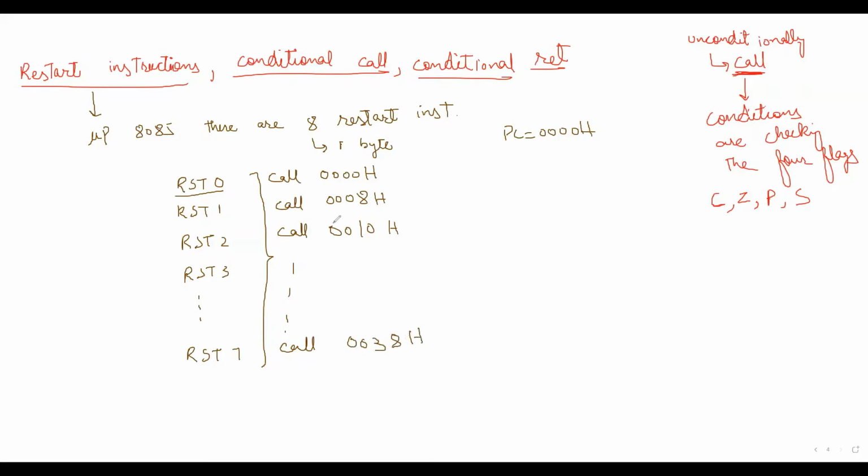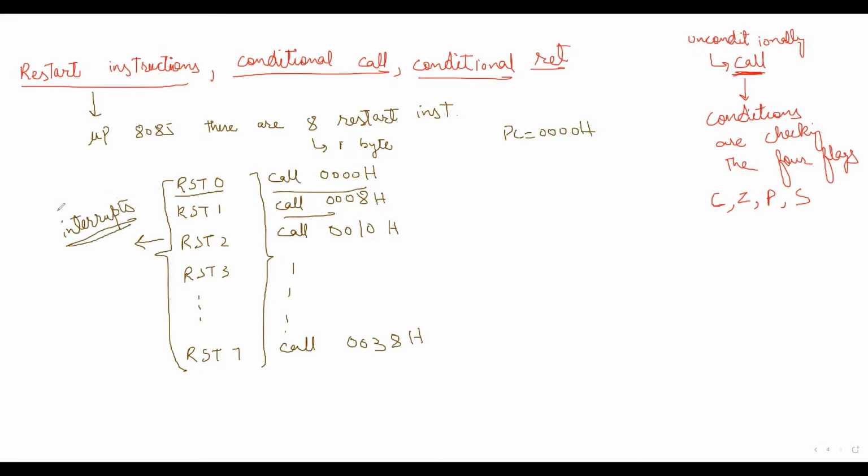Okay. So internally it is like this, but the restart instructions are written like this: RST0, RST1, RST2, RST3. We only remember what it is doing. What is the functionality? Why are we using these restart instructions? We will discuss this in the case of interrupts. These instructions are used in interrupts.